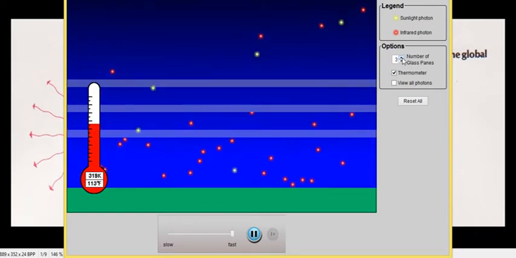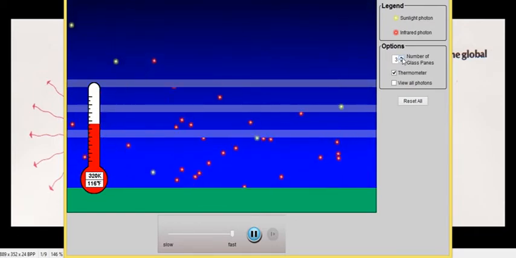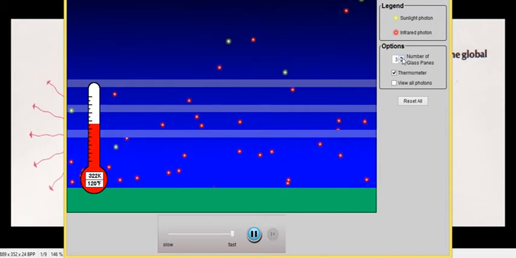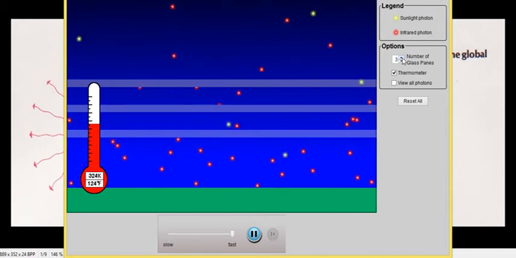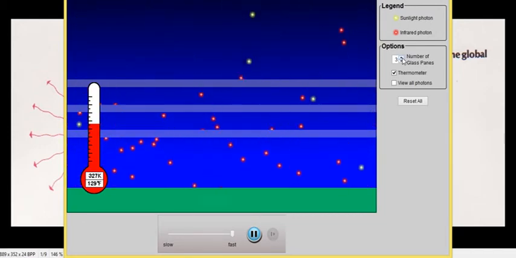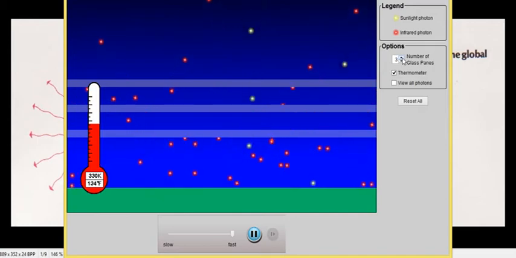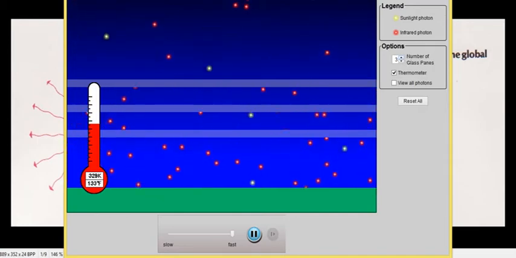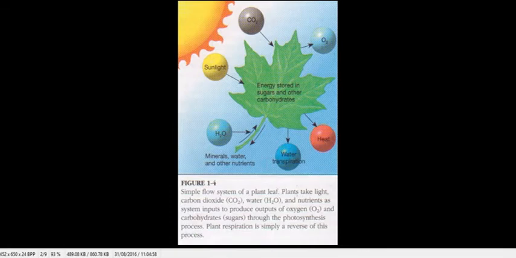And this is what humans are doing by adding more and more carbon compounds, particularly CO2 or carbon dioxide, to the atmosphere. We're trapping more and more heat and upsetting the balance of the Earth's climate system. Carbon dioxide is the most important of the greenhouse gases.